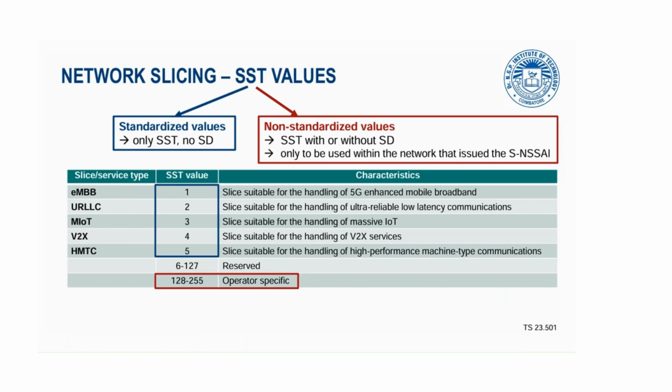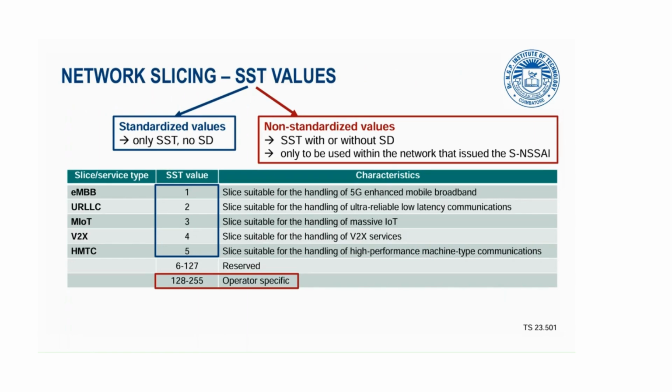So here we have two types of SST values. One is standardized values, defined by global standards, which ensure slices are interoperable across networks and vendors, where we don't have the slice differentiator. Another one is non-standardized values, where it can be SST alone or SST with SD, the slice differentiator, defined by the network operators themselves and used only within the operator's own network, not meant for general cross-network operability.